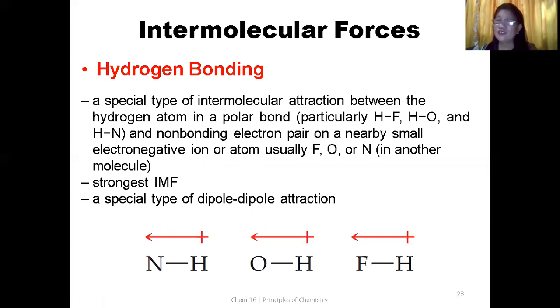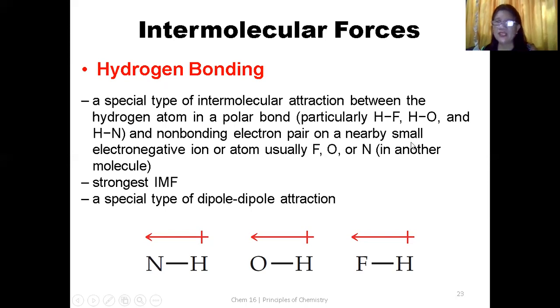Then halogen, for instance, chlorine. Then hydrogen and oxygen, and hydrogen and nitrogen. Kana ra gyud siya under hydrogen bond. Kung nga kag hydrogen and sulfur, dili na siya hydrogen bonding. That's that part.